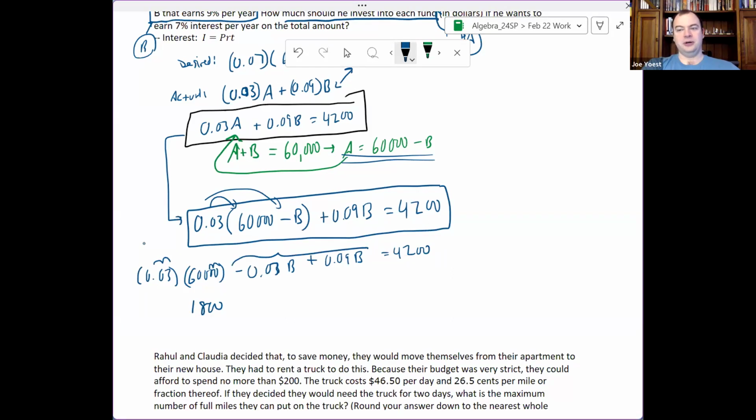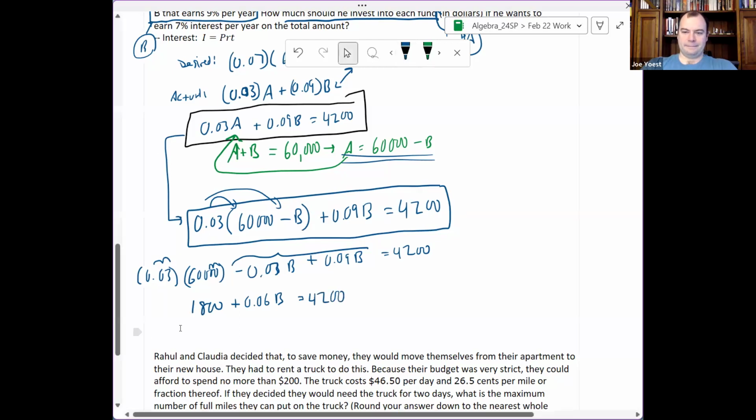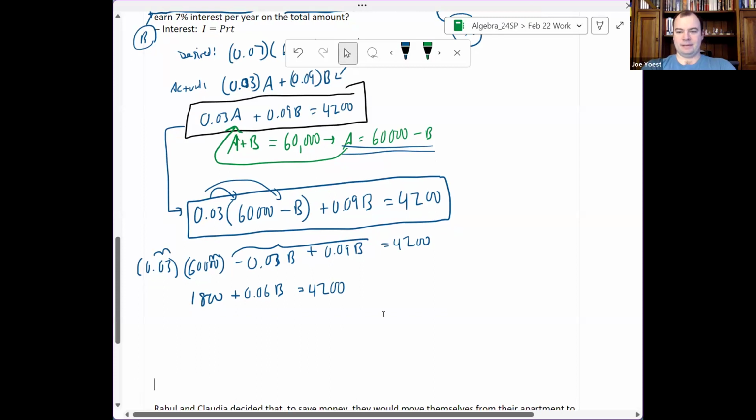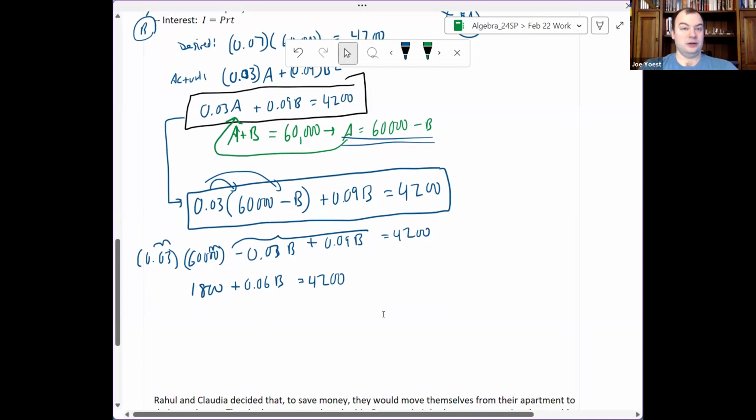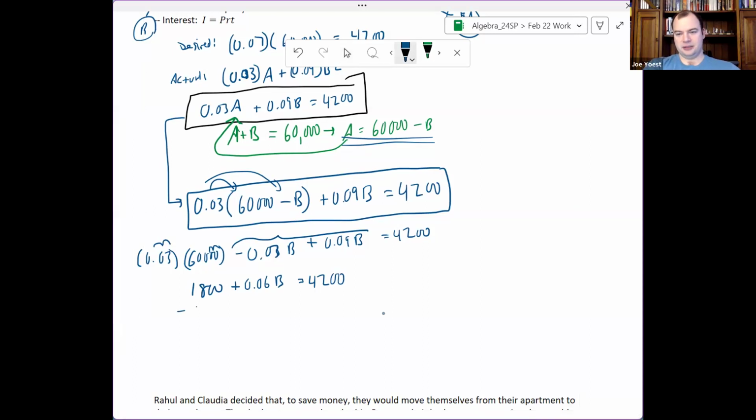Then I have 0.09B minus 0.03B is 0.06B, and that's got to equal 4,200. It looks like I've got everything simplified that I can simplify. I want to isolate the variable term now. All right, so 4,200 minus 1,800 would be 2,400.